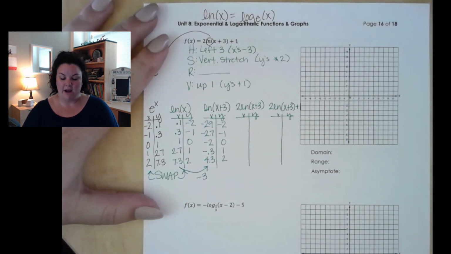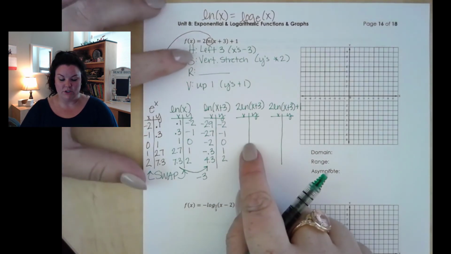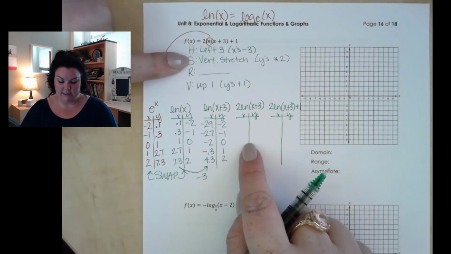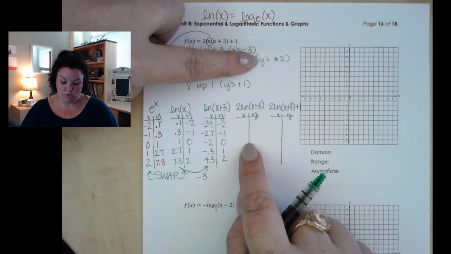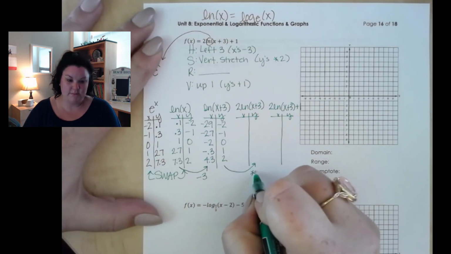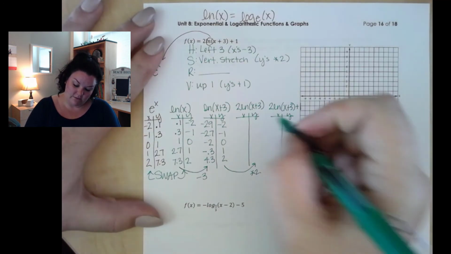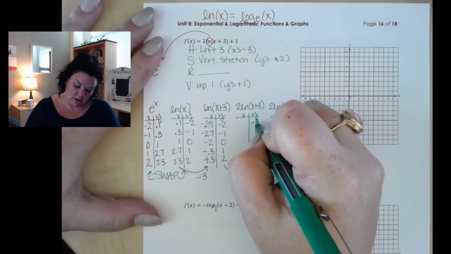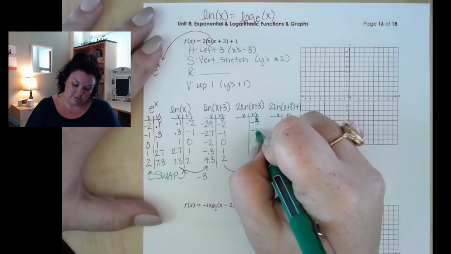Okay, now I want to go into my vertical stretch. My vertical stretch says I need to multiply my y's by 2. So I'm going to take my y's from this previous table and times them by 2. So -2 times 2 is -4. -1 times 2 is -2.